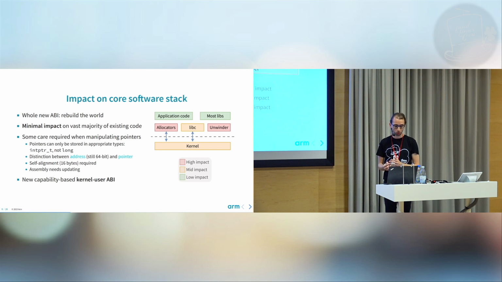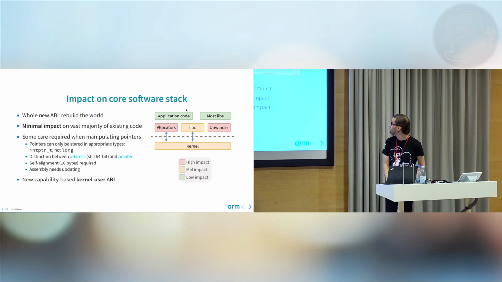You can't use long. intptr_t, for instance, is what you should be using to store a pointer as an integer. And then you have to distinguish between address, which is still 64-bit, right? It's not a 128-bit architecture, and pointers, which are now capabilities. Important for things like aligning down pointers, for instance. Alignment of pointers is also important. Capabilities must be self-aligned. So if you have some buffer that is not aligned correctly, you will probably get some problems if you try to put pointers in there. And obviously, assembly will need some updating if you have that.